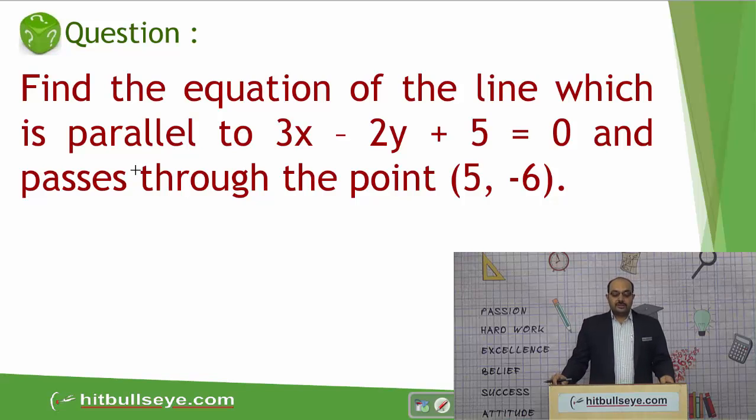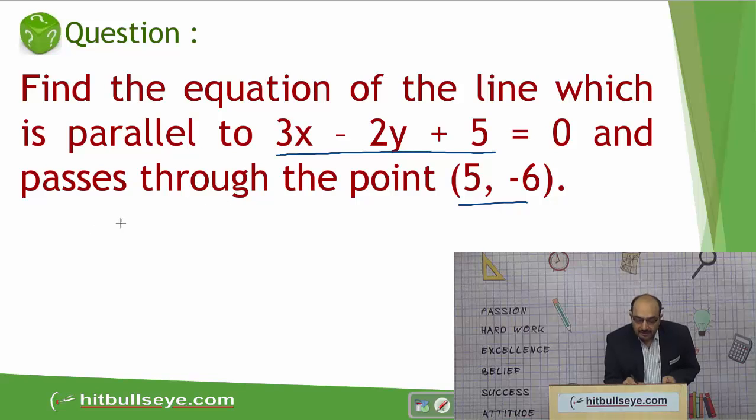Find the equation of the line which is parallel to the line 3x minus 2y plus 5 equals 0, and which passes through the point (5, -6). Firstly, we'll find the slope of this line, and the slope of this line has to be equal to the slope of the line which we want, because these are parallel, so slopes are equal.